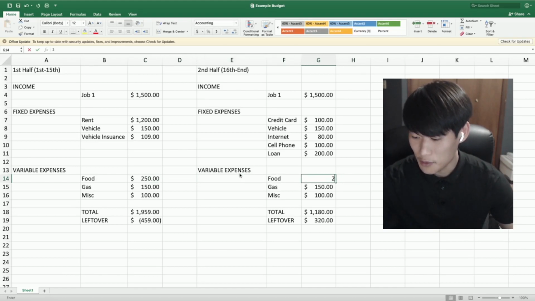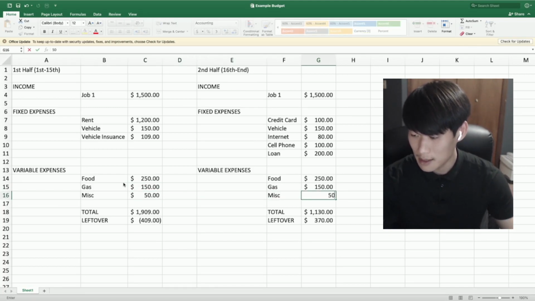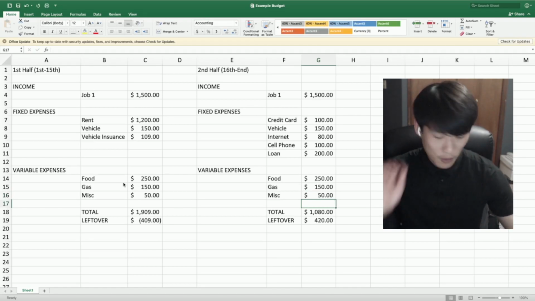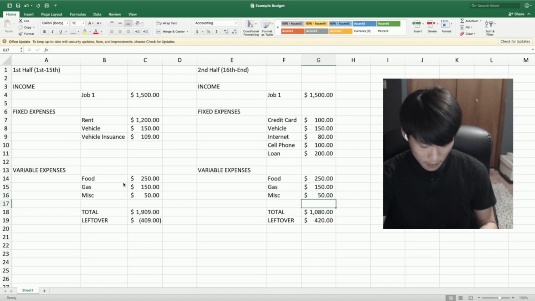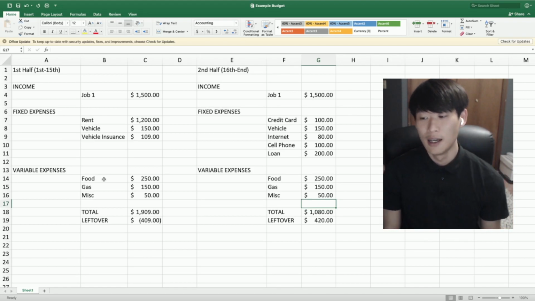And let's cut this to 250 as well. And numbers have changed a little bit. Let's change the miscellaneous to, let's go to 50, right? Guarantee there's a lot of things that are miscellaneous there, and so on and so forth. So now we have a surplus for the month of $11. Okay, we're almost there. So what else can we do?